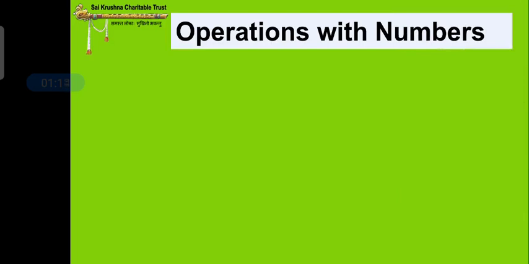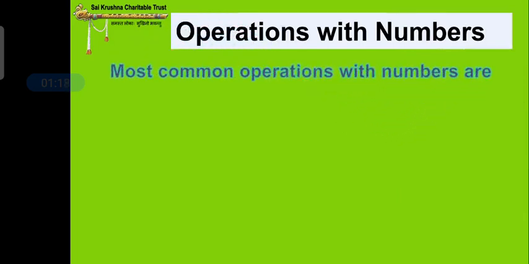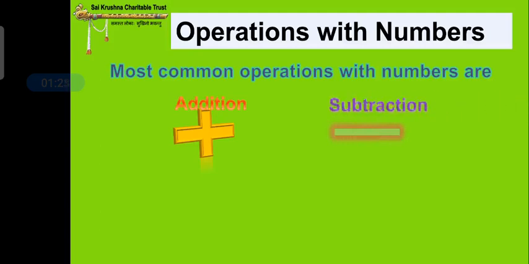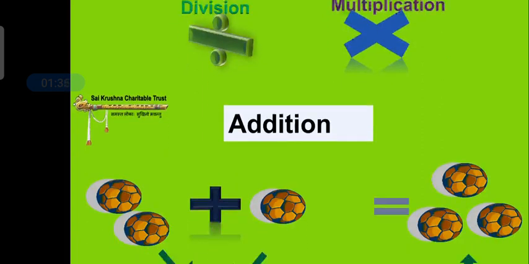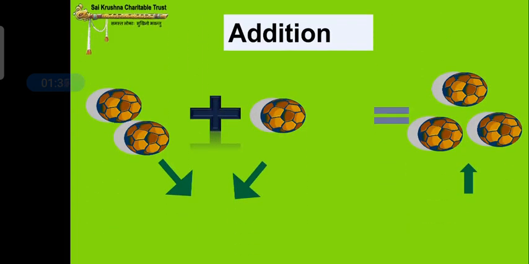So now, operations with numbers. Most common operations with numbers are addition, subtraction, multiplication and division. Right? You have already studied all these things in your lower class. So now, first let's look at the addition.